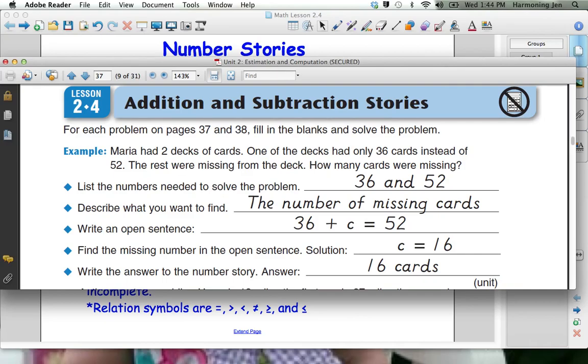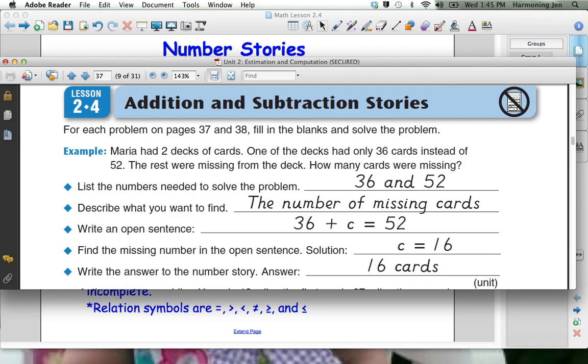Now, the next job is to write an open sentence. Remember that an open number sentence means that there's going to be a variable in place of the unknown number. In this case, we don't know how many cards we're missing, so we're going to put a variable in place of that. We can pick any letter we want to. In this case, we picked C, I think probably because C stands for cards.